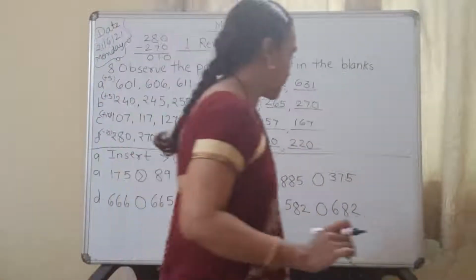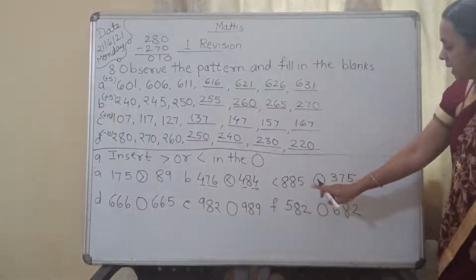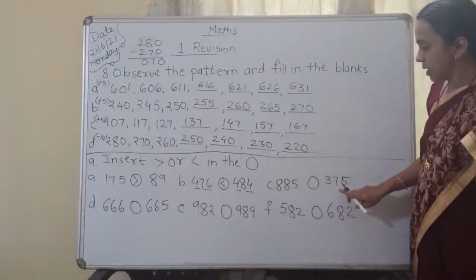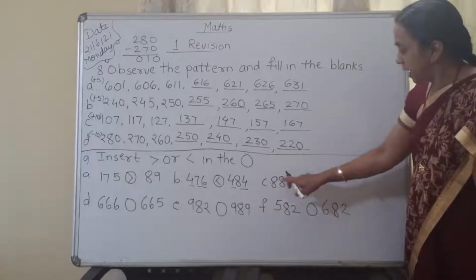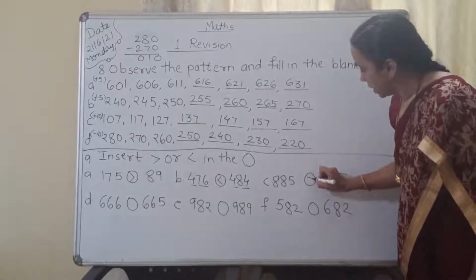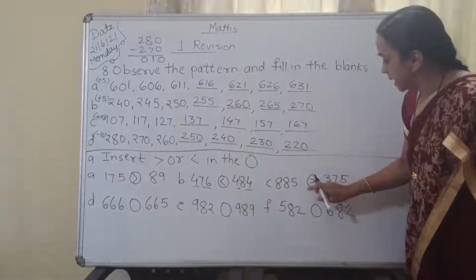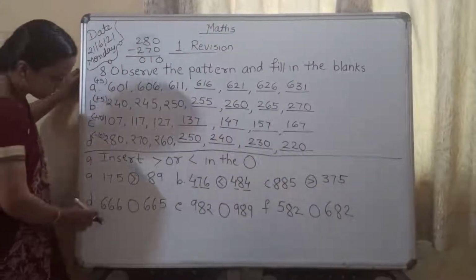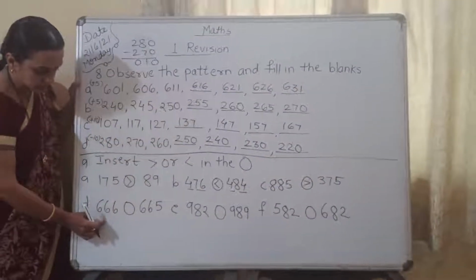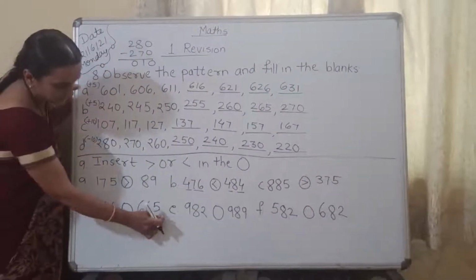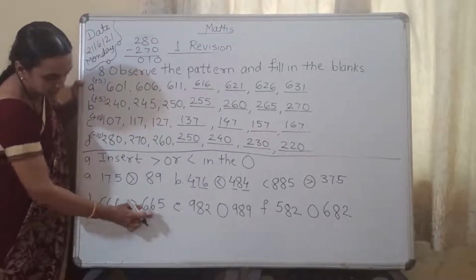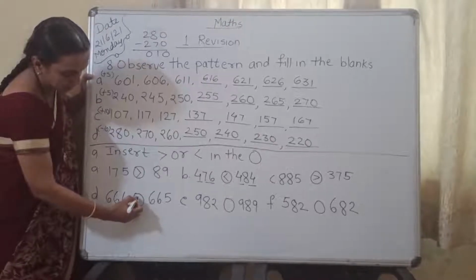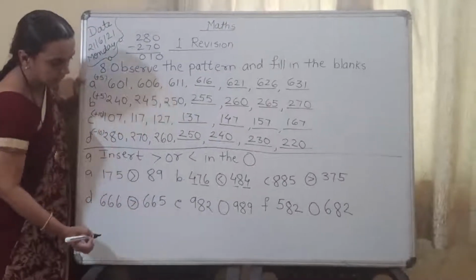Now see C example. 885, 375. See which number is bigger here? 885. So we have to do this sign in this circle. Now see D question. What is D question? 666, 665. So among these two numbers, which number is bigger? That is 666. So do this sign here.